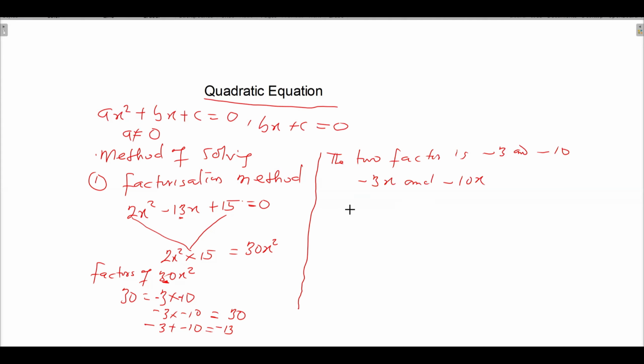So what am I trying to say? That means we have something like this: 2x squared. Instead of writing minus 13x, I will pick minus 3x minus 10x, and then plus 15 equals 0. So I can now group them in twos.